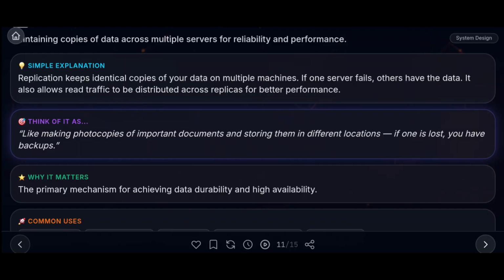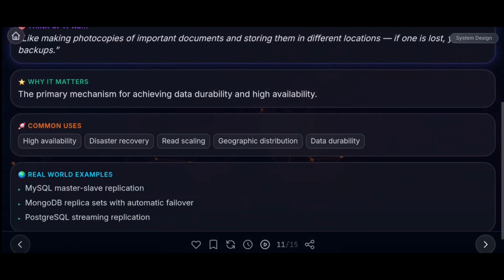Why it matters? The primary mechanism for achieving data durability and high availability. Replication is like if you have an original certificate, you can have multiple Xerox copies of it. So you can give the Xerox as an alternative to the original.